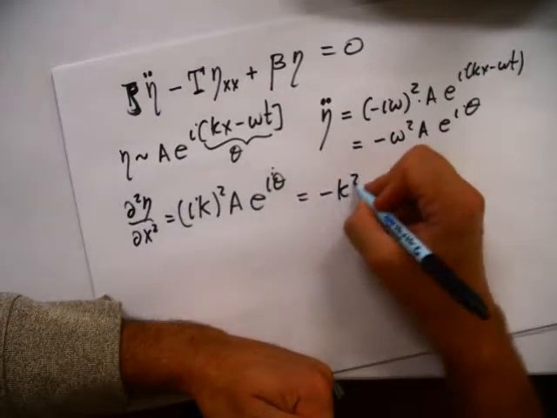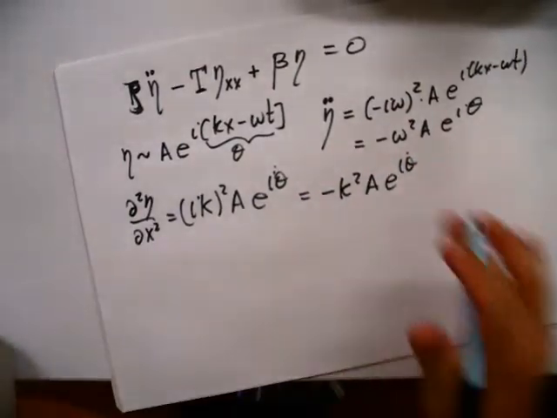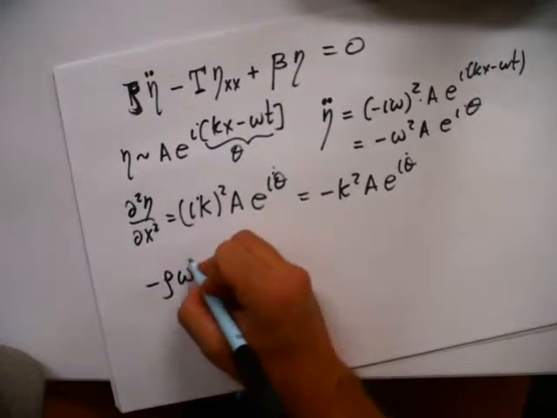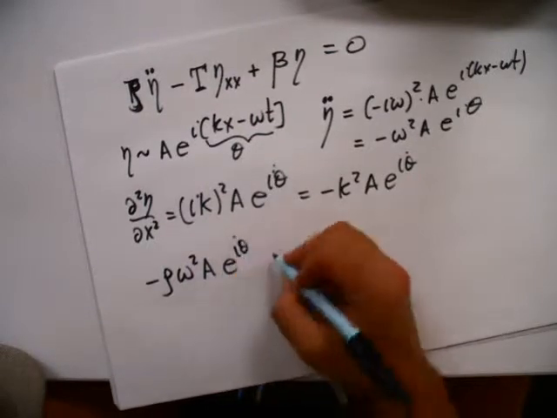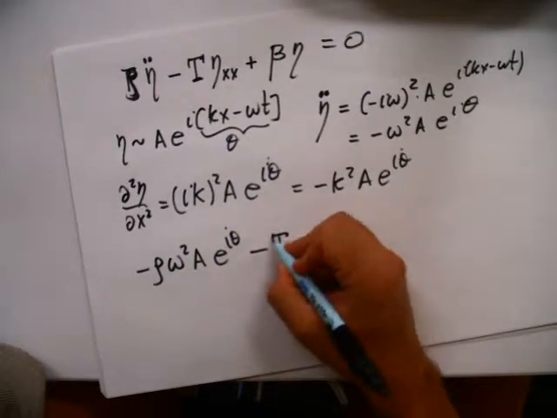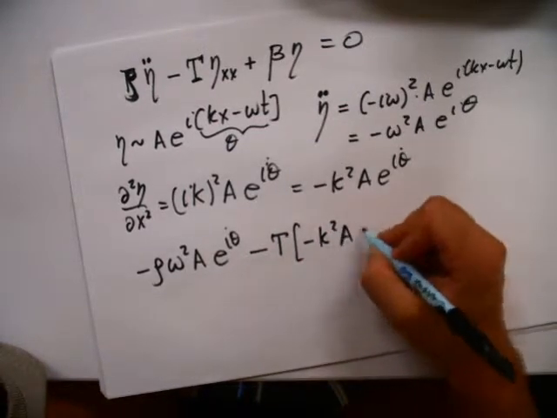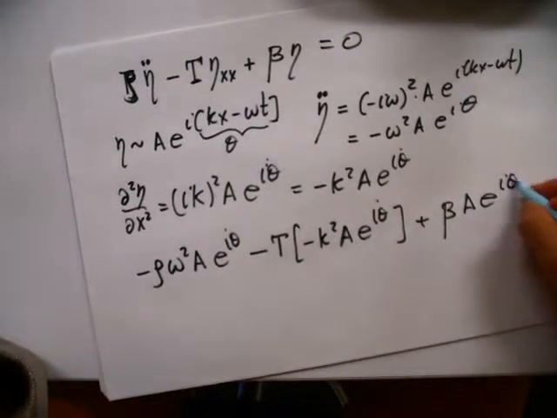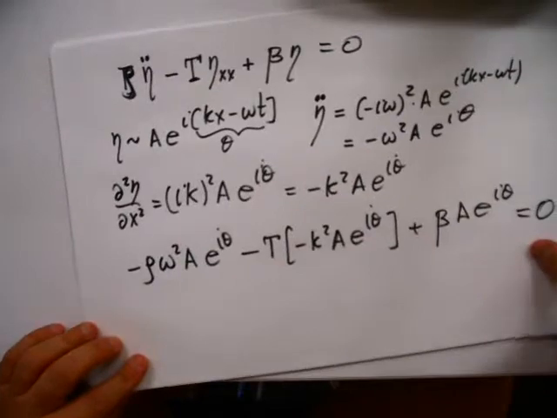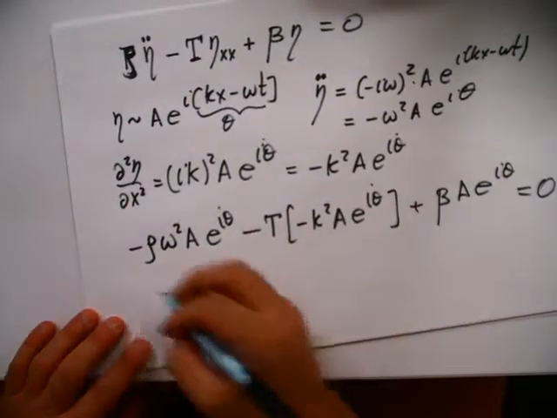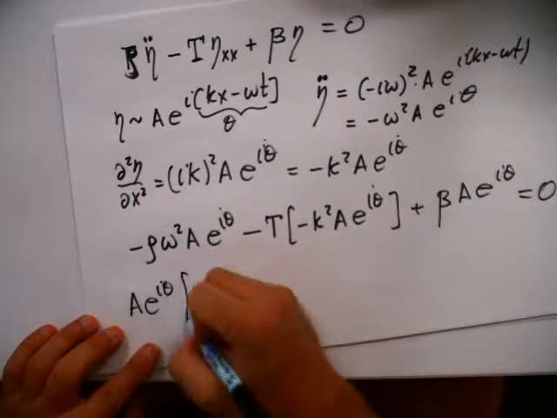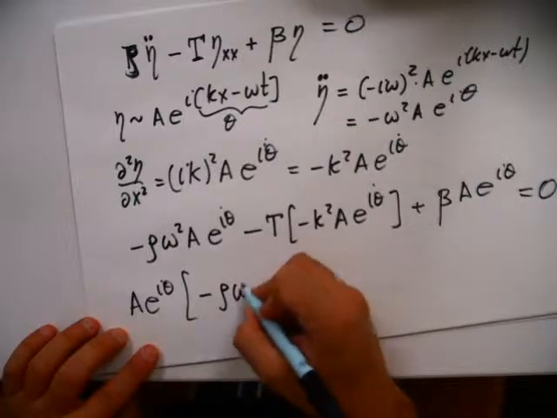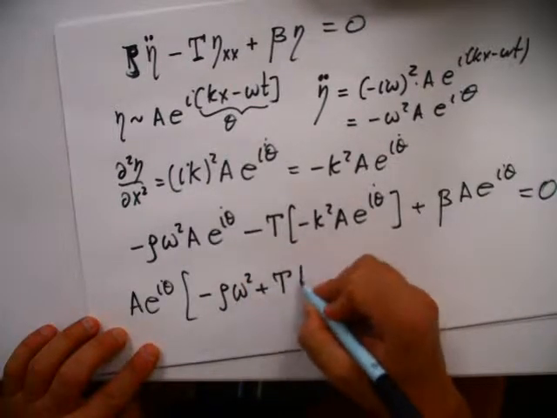So we plug those expressions in, and we're going to get rho times minus omega squared a e to the i theta, minus T times minus k squared a e to the i theta, plus beta a e to the i theta has to be equal to 0. So let's pull out a e to the i theta, and I'm left with what? With minus rho omega squared plus T k squared plus beta equal to 0.